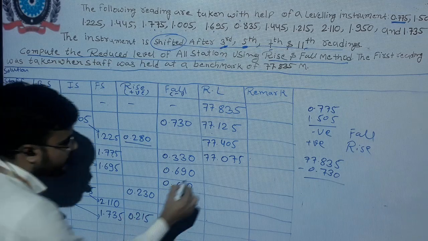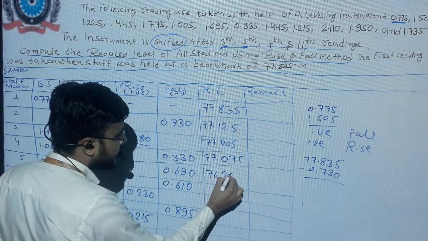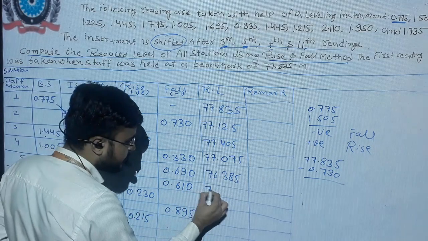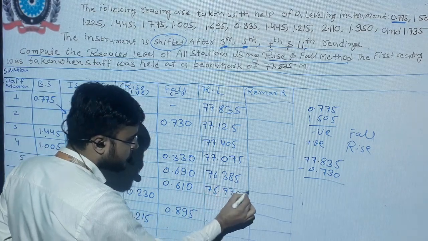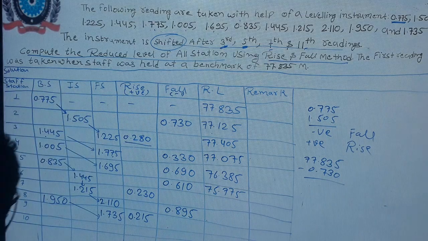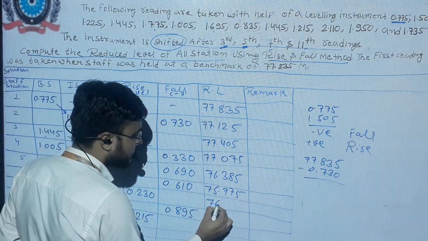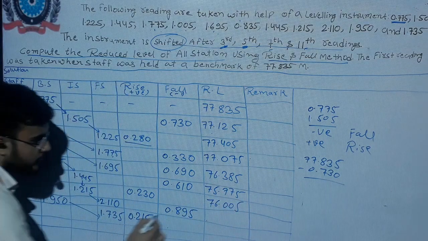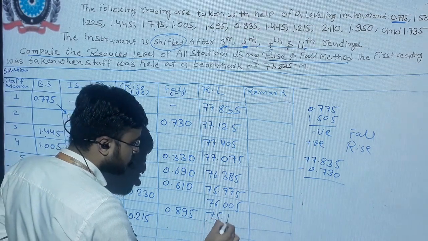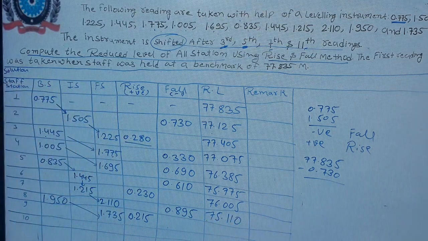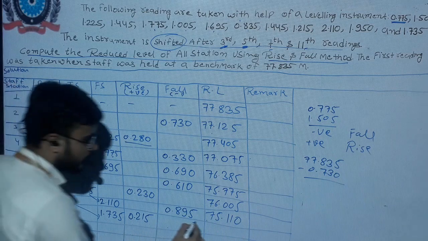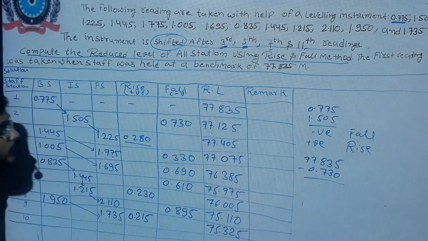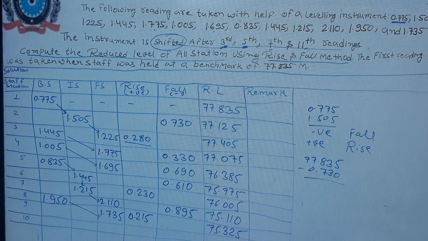So these readings are 76.385, 75.775, 76.005, 75.110, and the last RL is 75.325. Okay, here our table is completed.